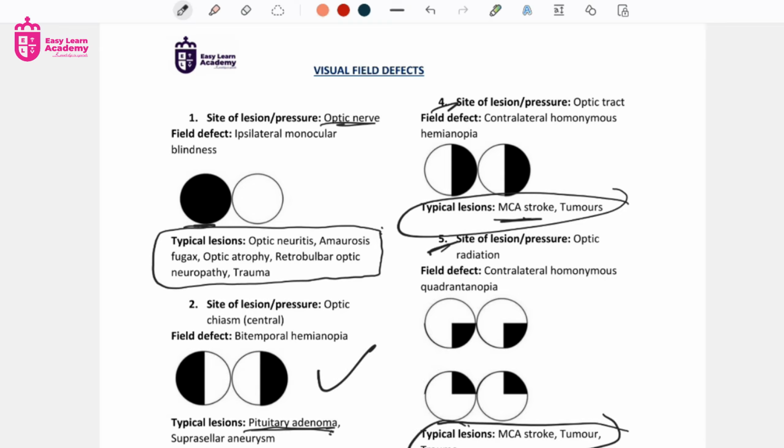And candidates are always happy, especially if you know this. Candidates always get it very easily in the exam. Okay, cool. Any other question?